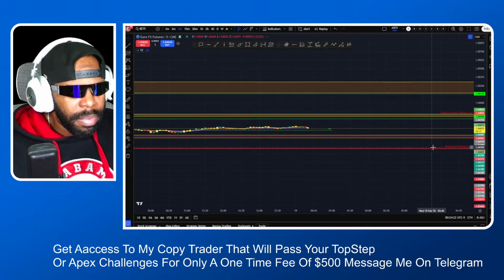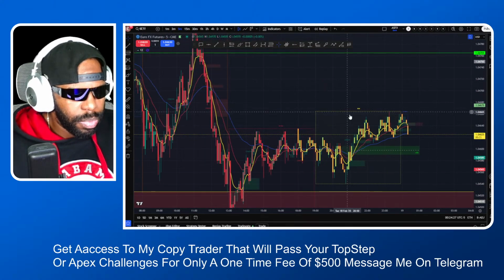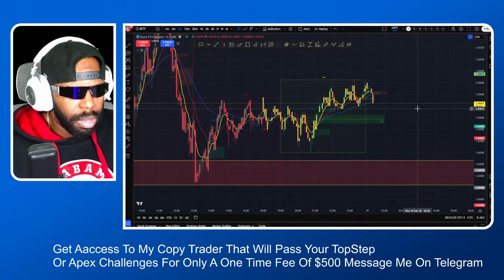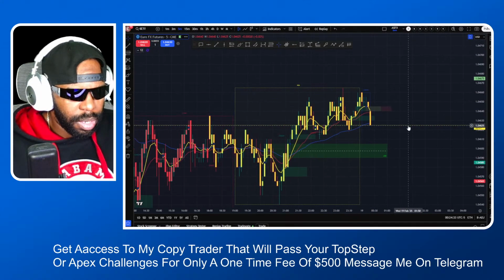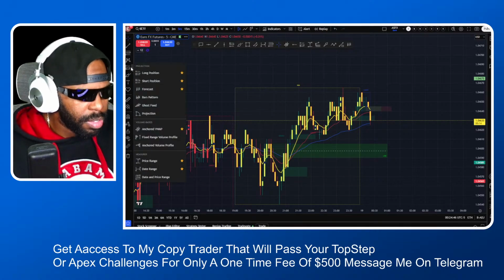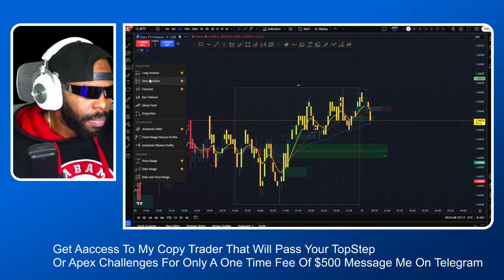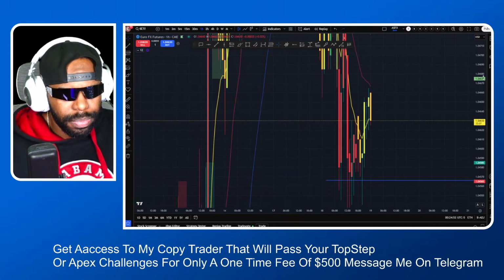But let's go to the 5 minute. We got a sweep here. When it comes to this trade right here, I will want to see. Since I'm already in a trade, I'm not going to take any more trades, but this is what I probably would look for. Let me see. Go to the 1 hour here.